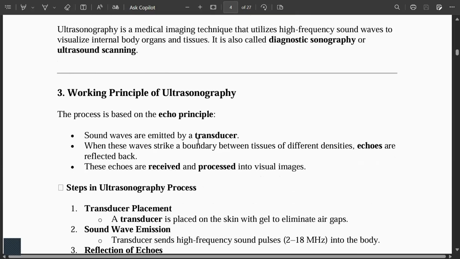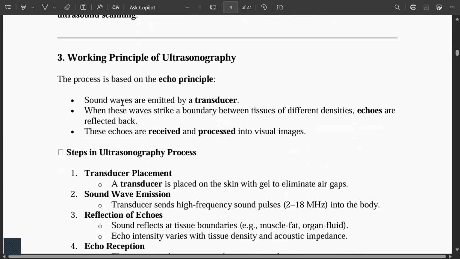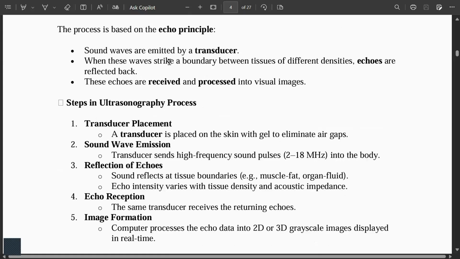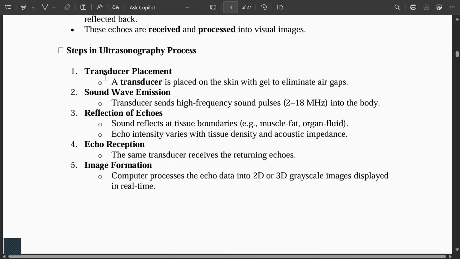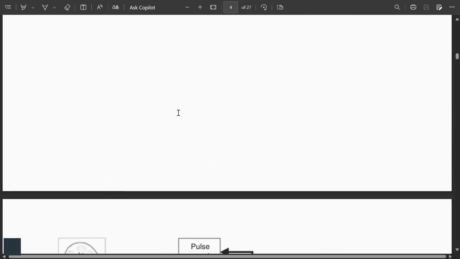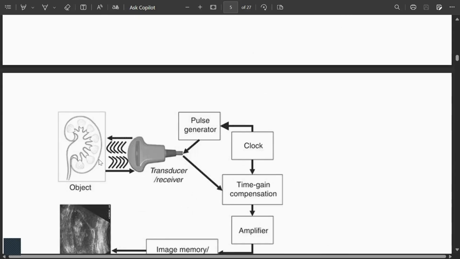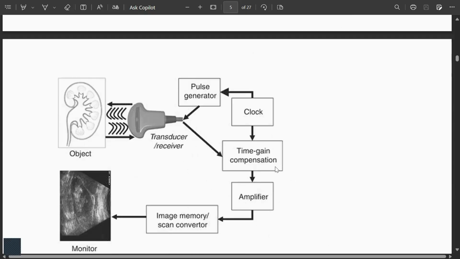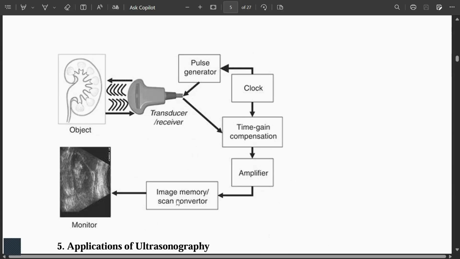Well, how does this work? This works on the echo principle. Sound waves are emitted by a transducer. The waves strike a boundary between tissues of different densities, and echoes are reflected back. These echoes are received and processed into images. You can see the transducer placement in this figure. The transducer is placed on the skin. We give a clock with a pulse generator. Then we get time gain compensation, and that gets amplified. That is converted to the image by the scan converter, and that is shown on the monitor.